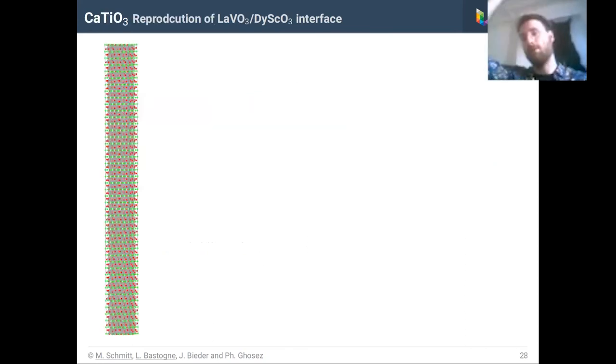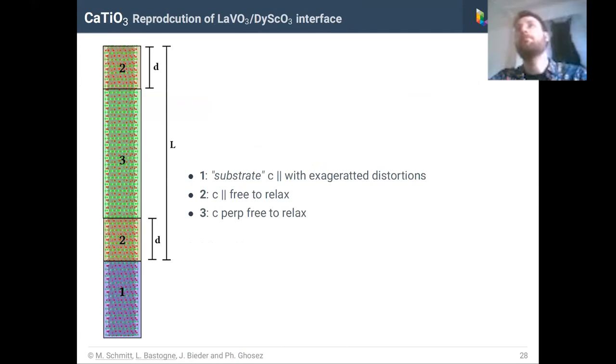So I made a very long unit cell that is repeated periodically. And then I put three distinct parts in there. So in part one, I simulate the substrate, in a sense. I fix all the atomic positions and exaggerate the distortions to be close to that of dysprosium scandate. That was the example that they had.